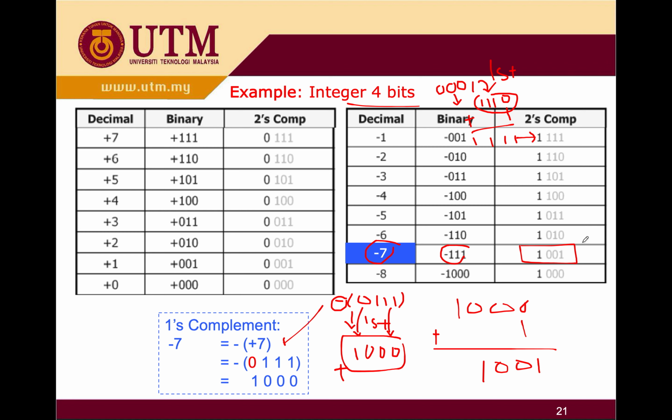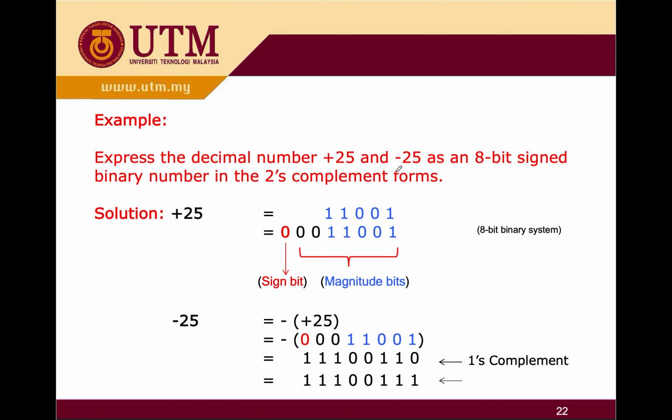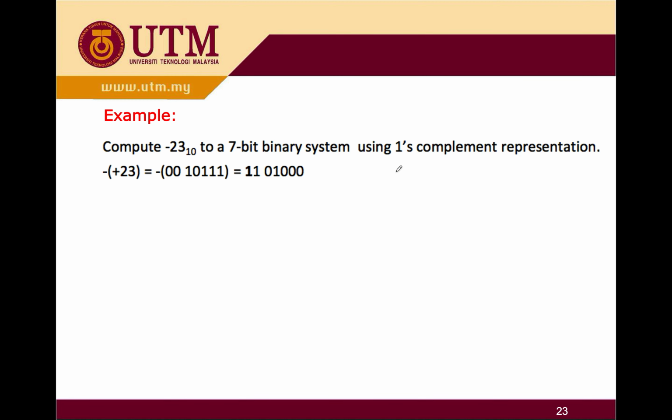Do it on your own, and maybe you can try -10, -20, -30, and so on. So please try to do this example also. This one is quite similar. You were given a 7 bit binary system for the first complement, and then you need to compute -23.